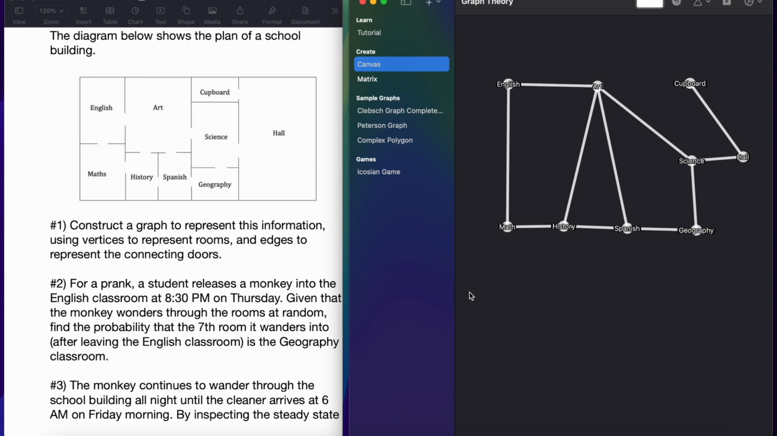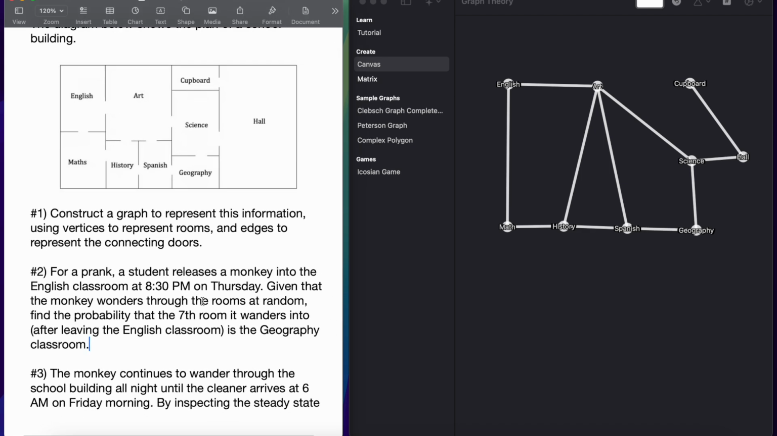Now that our graph has been constructed, we can move on to part 2 of this question. For a prank, a student releases a monkey into the English classroom at 8:30 p.m. on Thursday. Given that the monkey wanders through the rooms at random, find the probability that the 7th room it wanders into after leaving the English classroom is the geography classroom.